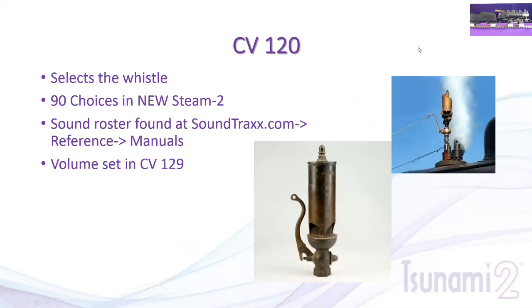In our Tsunami Steam 2, we do have 90 choices in there. So when you select CV120, you can go from 0 to 89, and that 0 being a choice makes 90. And so you can match pretty much any steam locomotive whistle that you can have. The other thing, and we've talked about this in the past, is that back in the steam days, there were a lot of times where engineers had their own whistle. And usually when they were assigned to a train, they would climb up and put their whistle on their locomotive for the day. And a lot of times townsfolk knew old Bill was running the train because they could hear his Hancock 3 chime or whatever the case is.